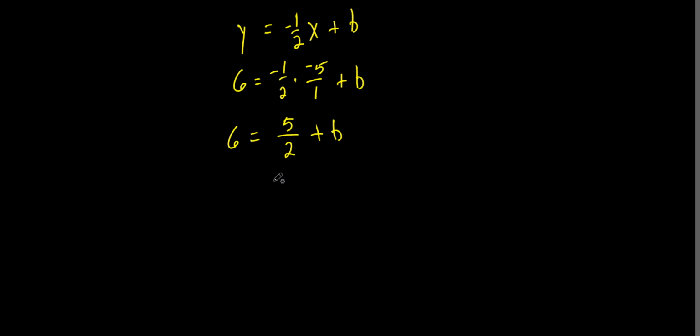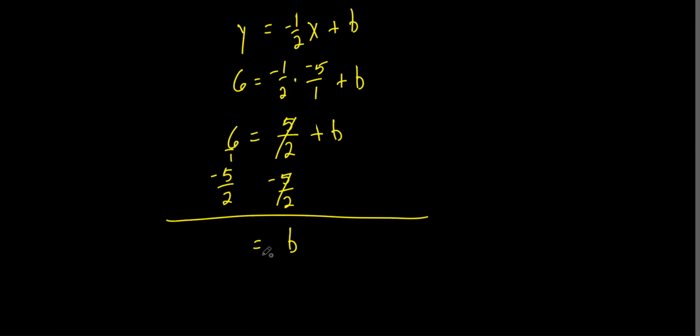So I have to get rid of the 5 halves. How do I get rid of a positive 5 halves? This is being added. How do I get rid of something that's being added? I subtract. So I subtract, and then I have to come over here and subtract it from this. Here's where the problem is. You know that cancels out. So I've got b equals, how in the world do I subtract these?